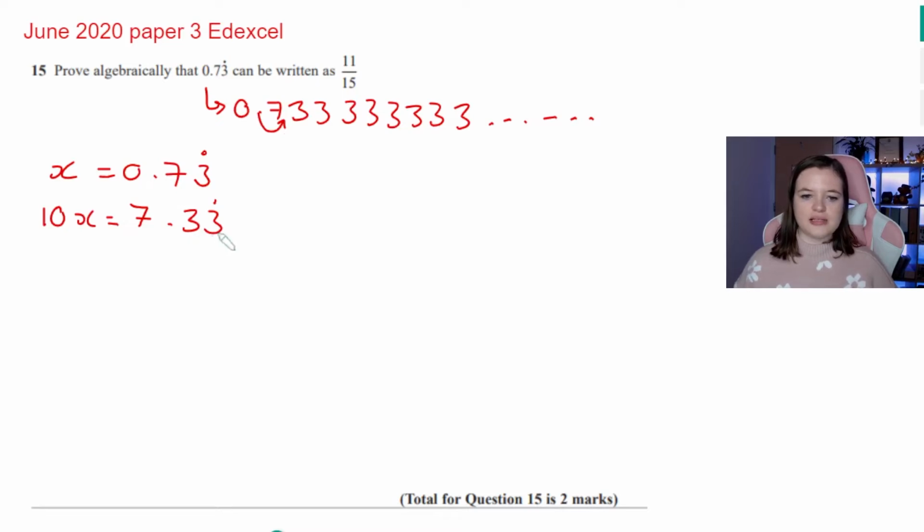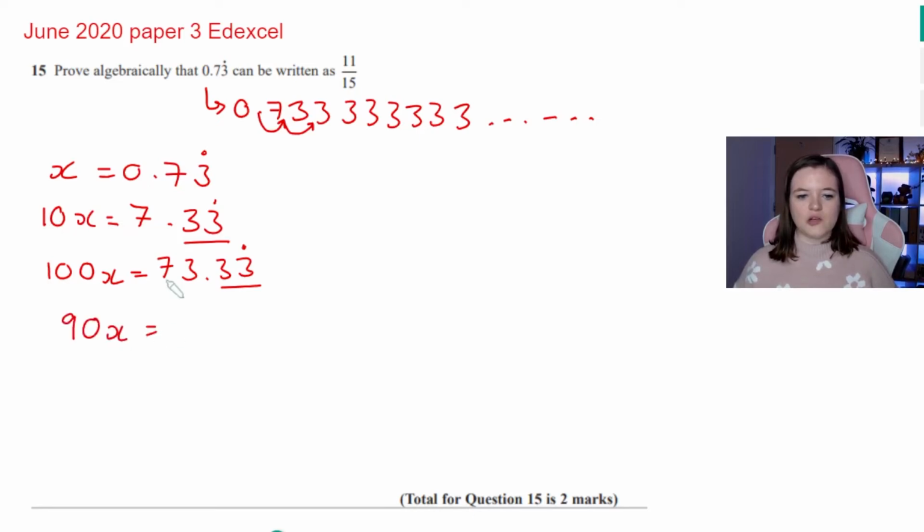Let's check, are these the same? They are not. Let's just carry on. Times it by 10 again. 100x is then equal to, moving along another one, 73.33 recurring. And hey presto, that is the same as that. So we can stop and subtract them. 100x minus 10x, 90x equals 73. Take away 7, which is 66.